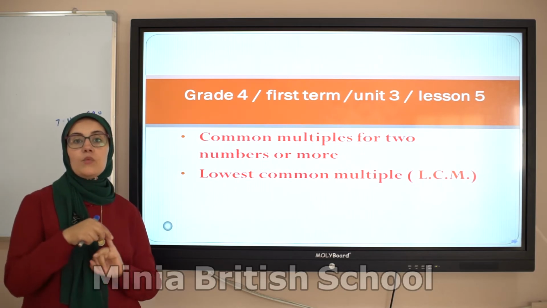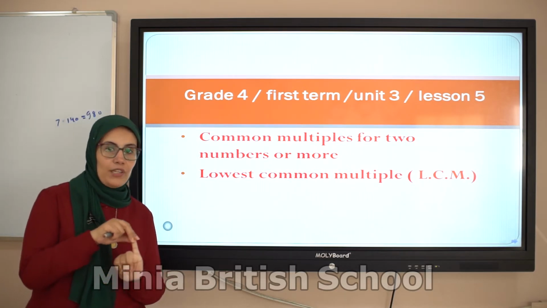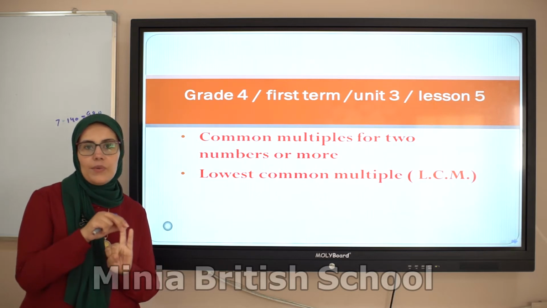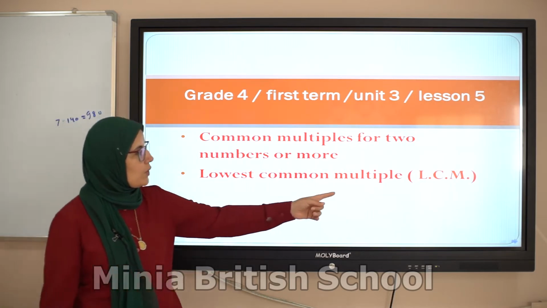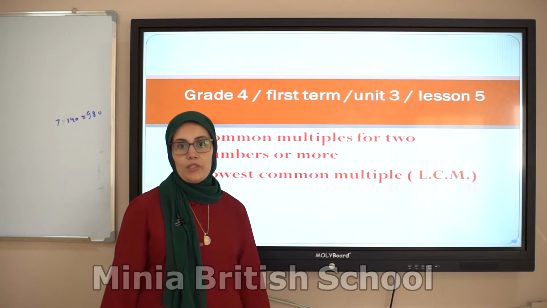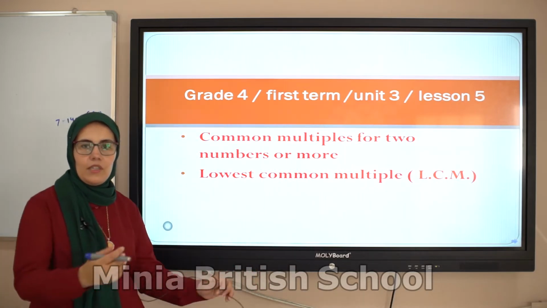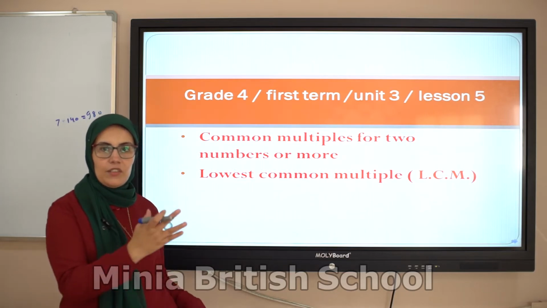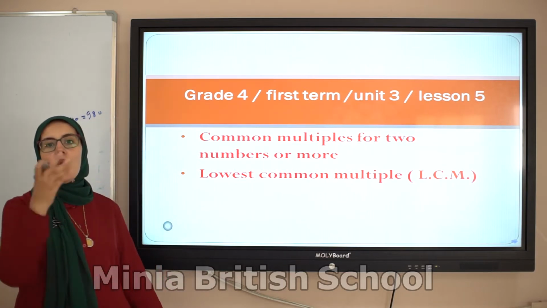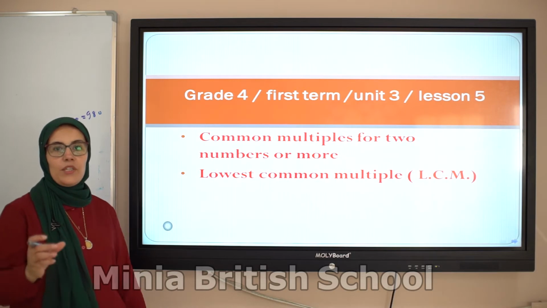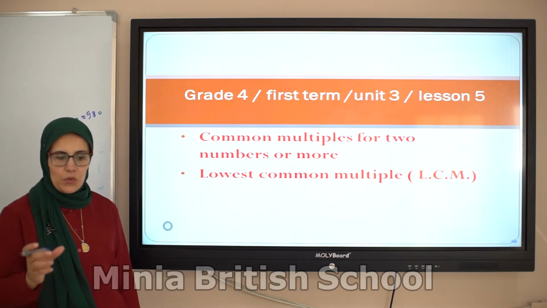In the previous lesson we studied how to get the common factors and then the highest common factor. Why today will we get only the lowest common multiple? Because the multiples are unlimited, they go on until infinity. So I can't determine all multiples. I will determine only the lowest common multiple.